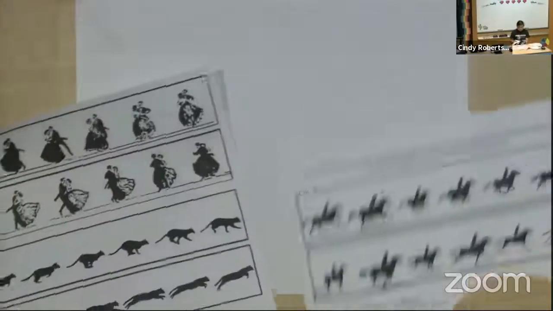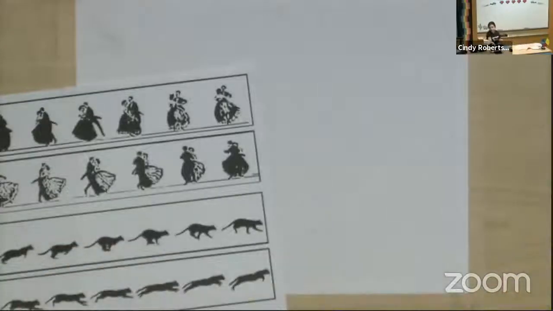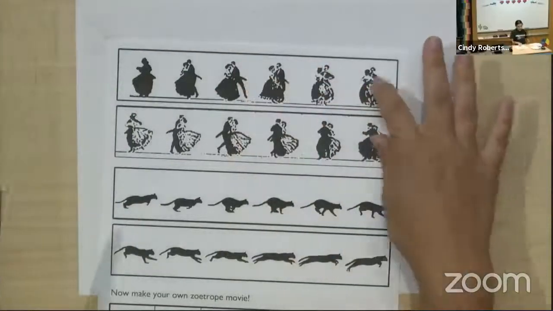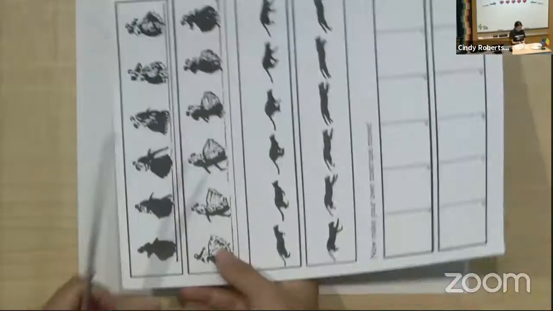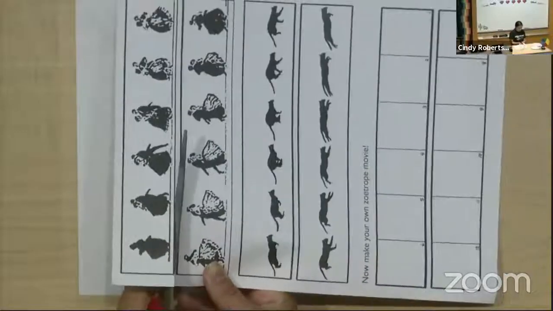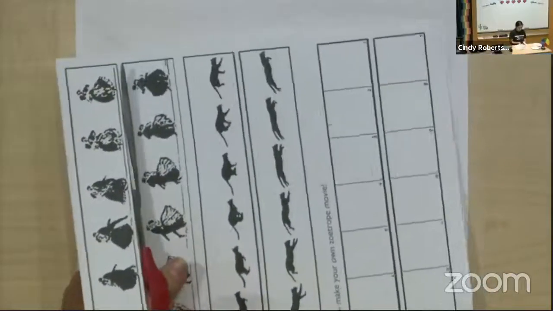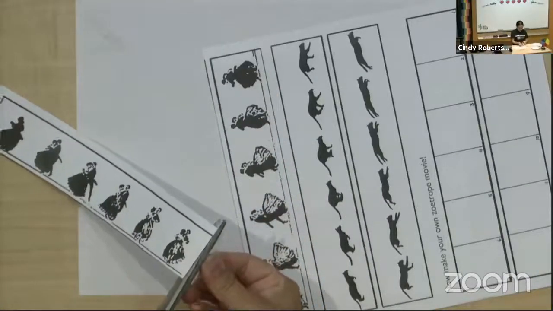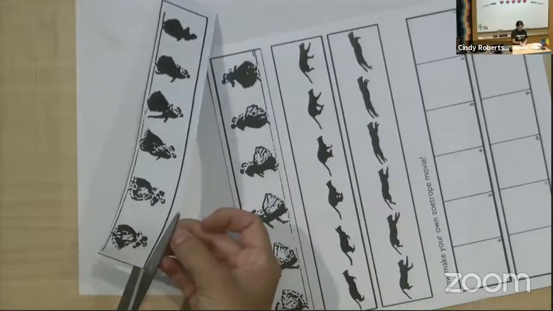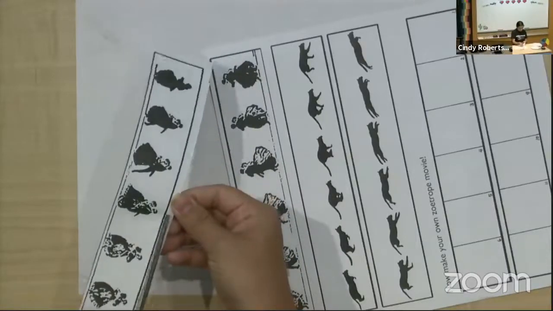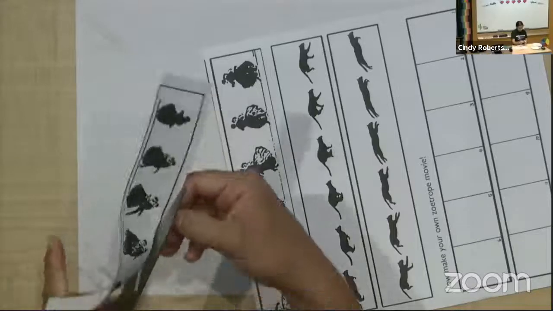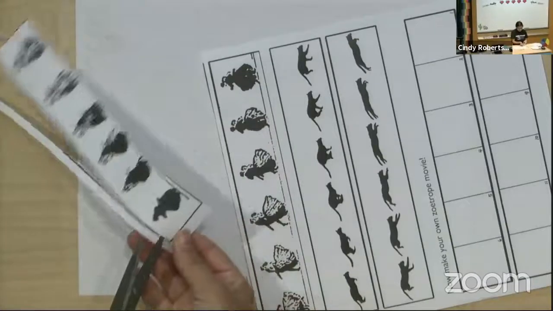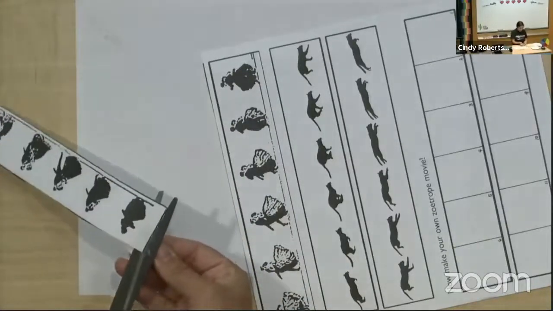I'm going to pick the dancers. Set this aside. Okay, so all we are going to need is these 2 strips. So go ahead and cut those out. And make sure to cut off the border. We want it to be the right size. And if you mess up and you cut it in half, you always have 3 more pictures to pick from, so it's not that big of a deal.